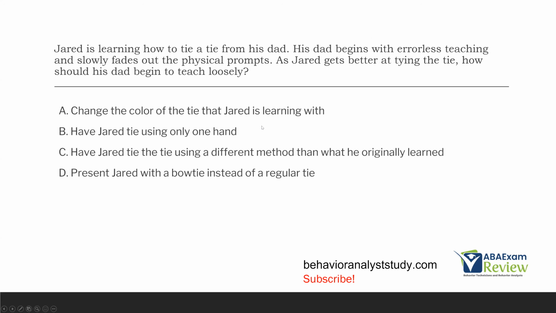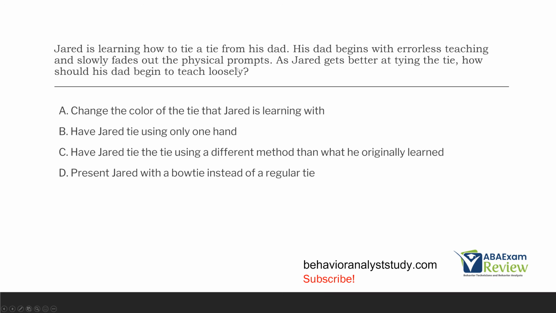Teaching loosely, we are altering and changing and varying non-critical, non-essential aspects of the environment. So these are aspects of the environment that don't have a direct, functional relation to the response, but we don't want them to gain control over the response. And so we're going to vary them occasionally. So in this case, we're tying the tie, and we want to teach loosely, meaning we have to change some non-critical aspects of tying the tie.